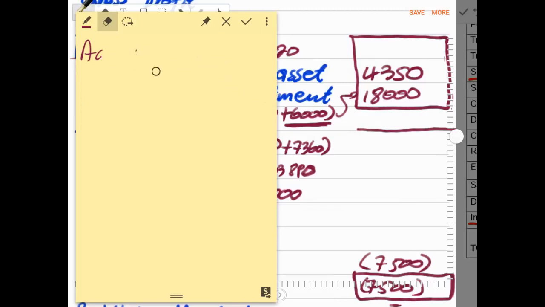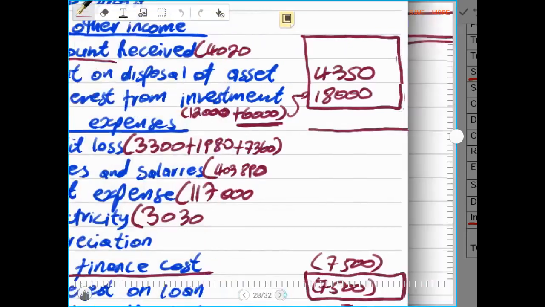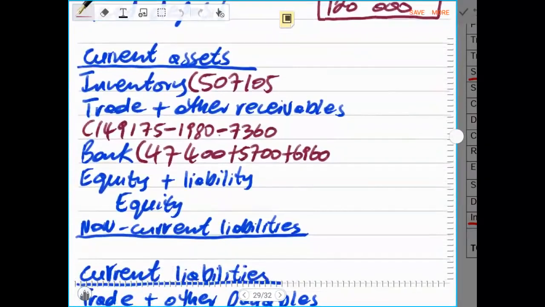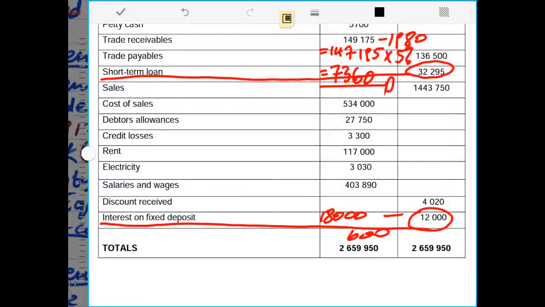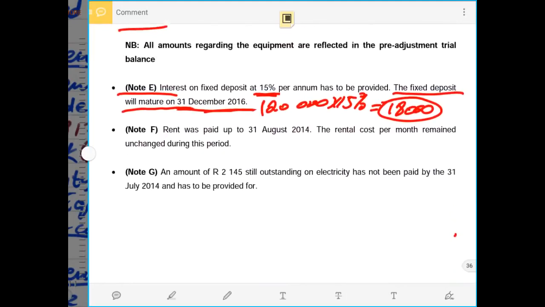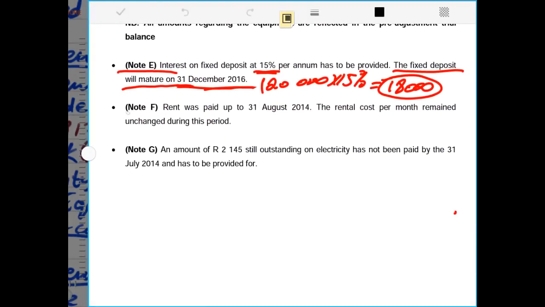So now let us record the 6,000 of the accrued interest income to the balance sheet under the asset section, under our trade and other receivables, we have to say plus 6,000 rands. Then we continue slowly with that question. So we have recorded the debit side plus the credit side. Then we come to number F.